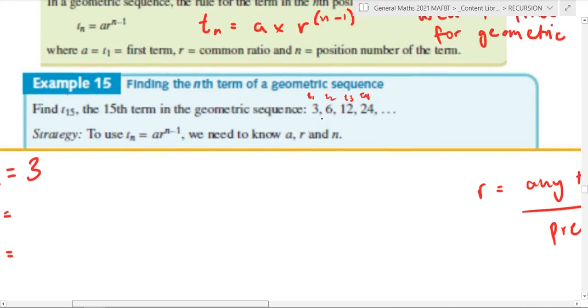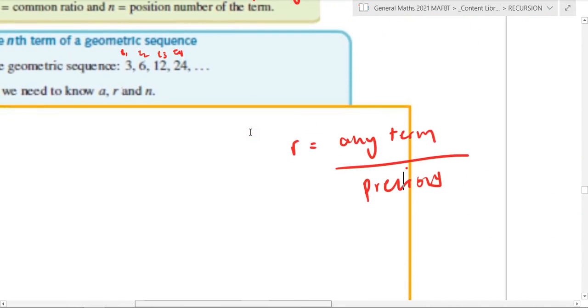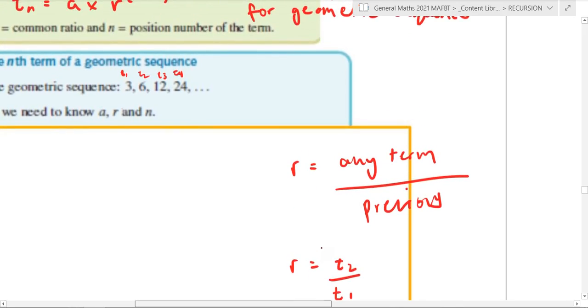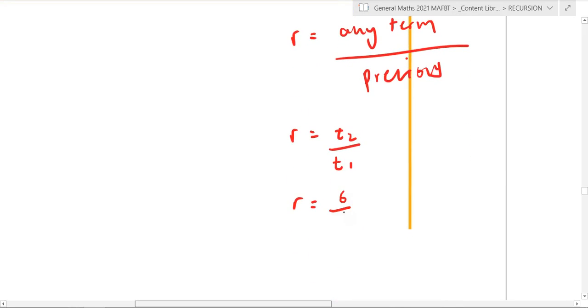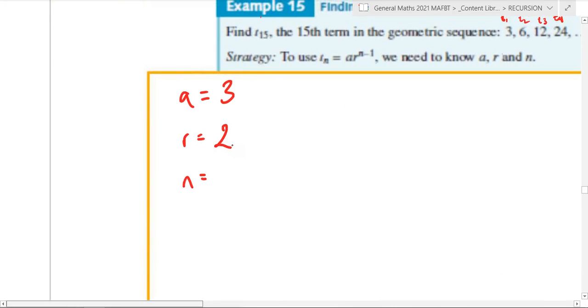And I can use any of these terms because I know it's already geometric. It tells me there. I might go T2 divided by T1. All right, let's keep it simple. So that's going to be 6 divided by 3, which means the ratio is 2. So the common ratio, or the number you're multiplying by, is 2.